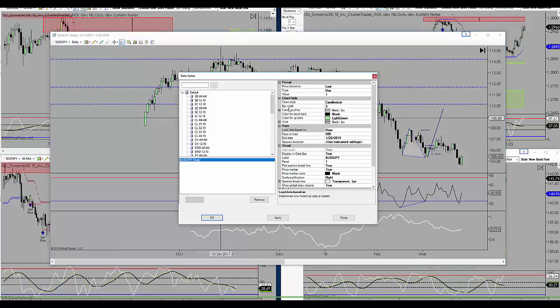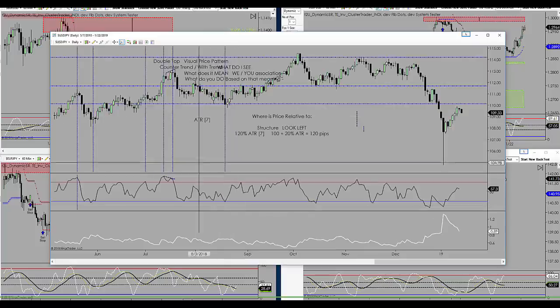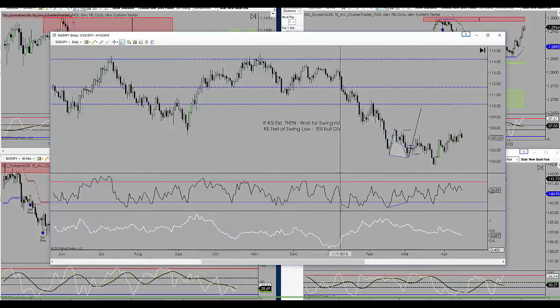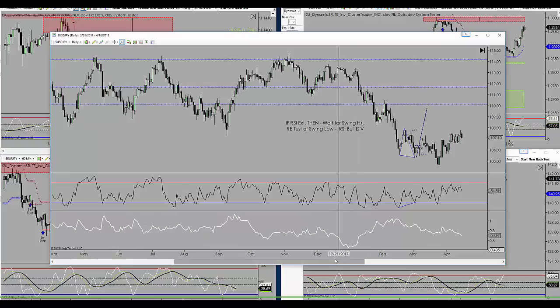Let me go here and grab the data series. Let's go back. Let's go 9 hundred, and then we'll look left and see if there's anything there. Yeah, so see that? It's new 16-month lows. So that's one of the things that you want to consider.